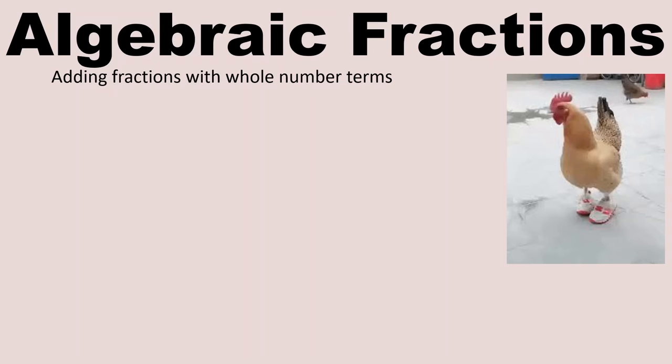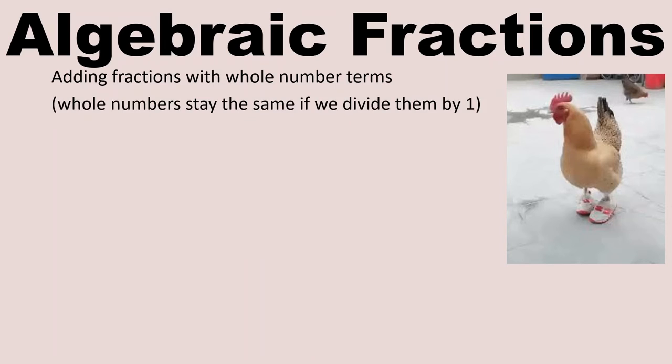Hopefully we're getting the hang of this now, and chickens in running shoes is not seeming like quite such a crazy idea anymore. Let's try adding algebraic fractions with whole number terms now. Now, how can we add a fraction with a whole number term? You need to remember that whole numbers stay the same even if we divide them by 1. And fractions really are just the numerator divided by the denominator. So let's turn our whole numbers into fractions over 1.